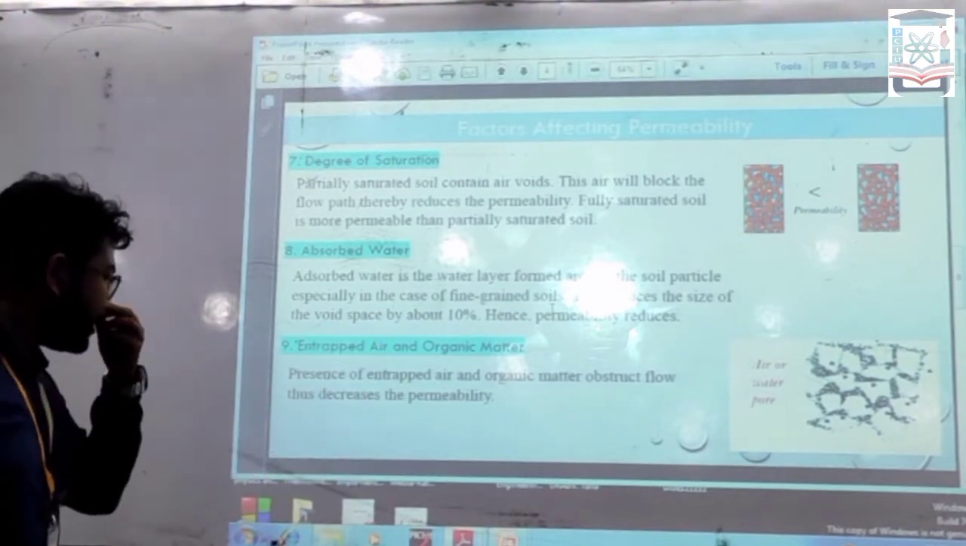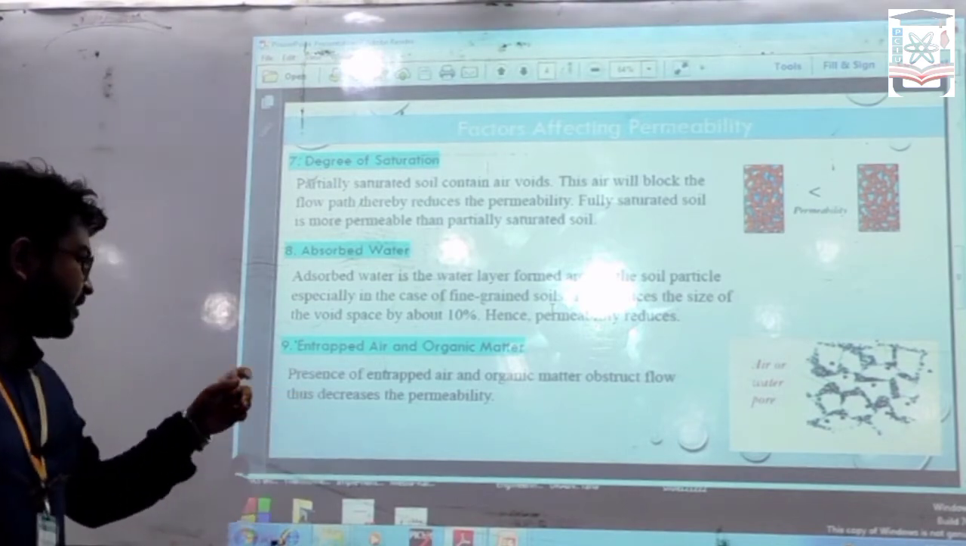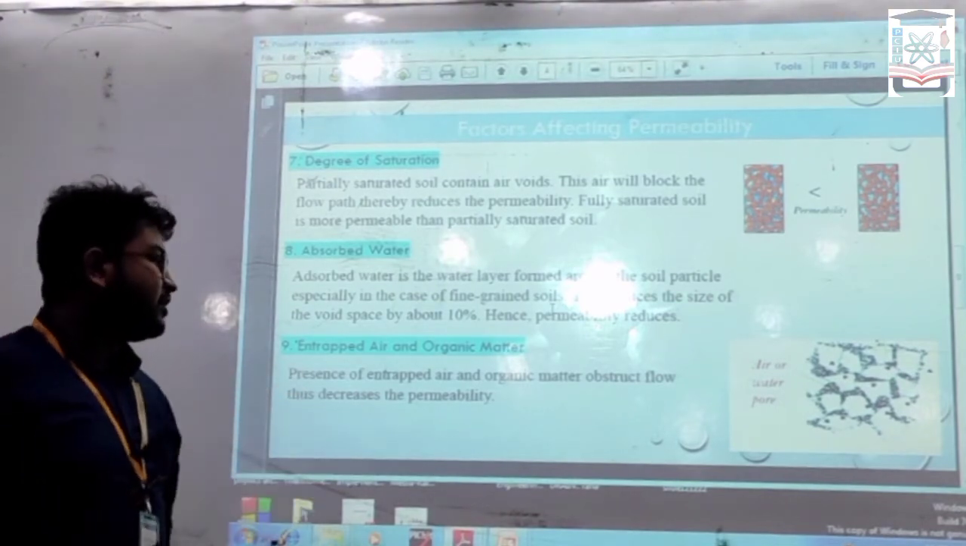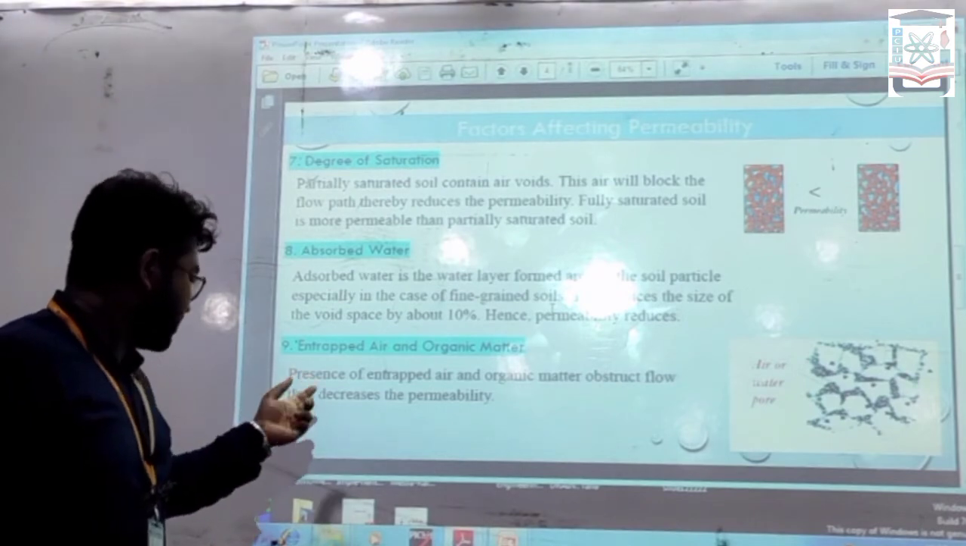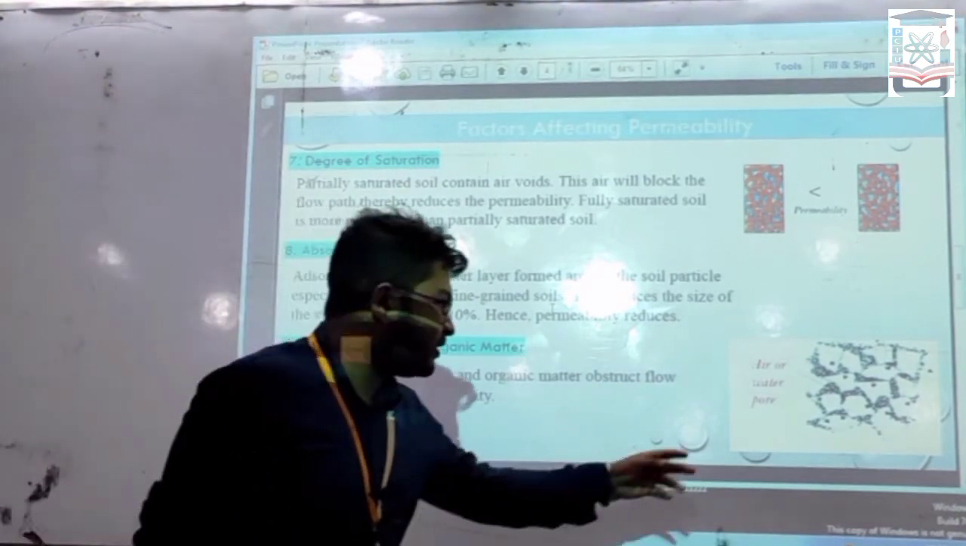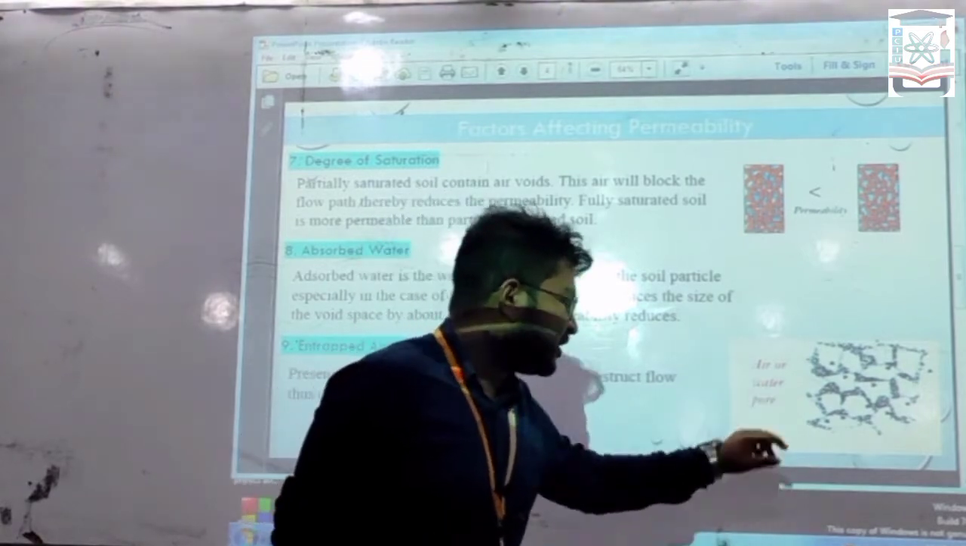Now, entrapped air and organic matter. Entrapped air and organic matter obstruct the flow and thus reduce the permeability. And in this picture we have the void and the air or water pore.